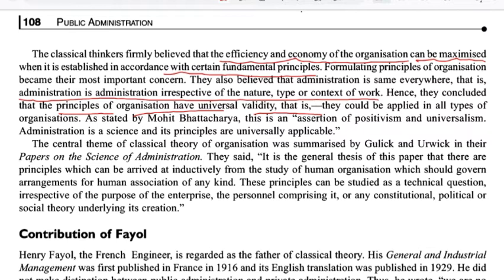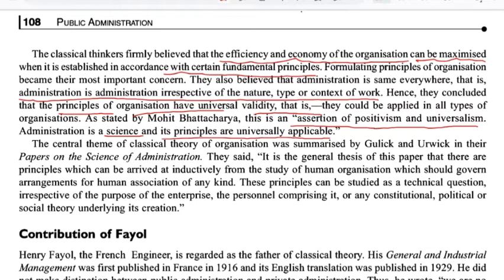As stated by Mohit Bhattacharya, this is an assertion of positivism and universalism. Administration is a science and its principles are universally applicable. Hence, we can state that administration is a science where the principles have universal validity. They are applicable in an equal manner, whether it's a small firm or a large organization, irrespective of the nature of the work.